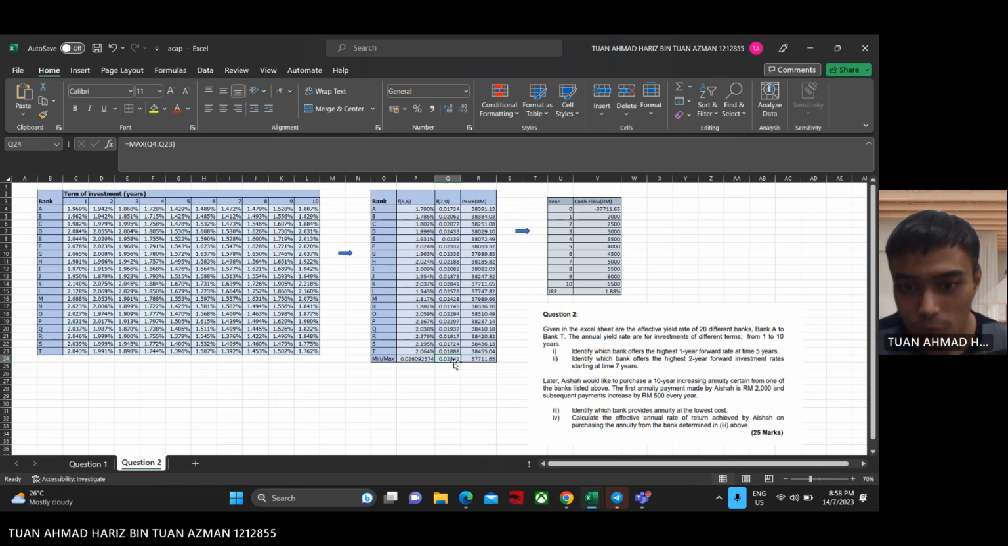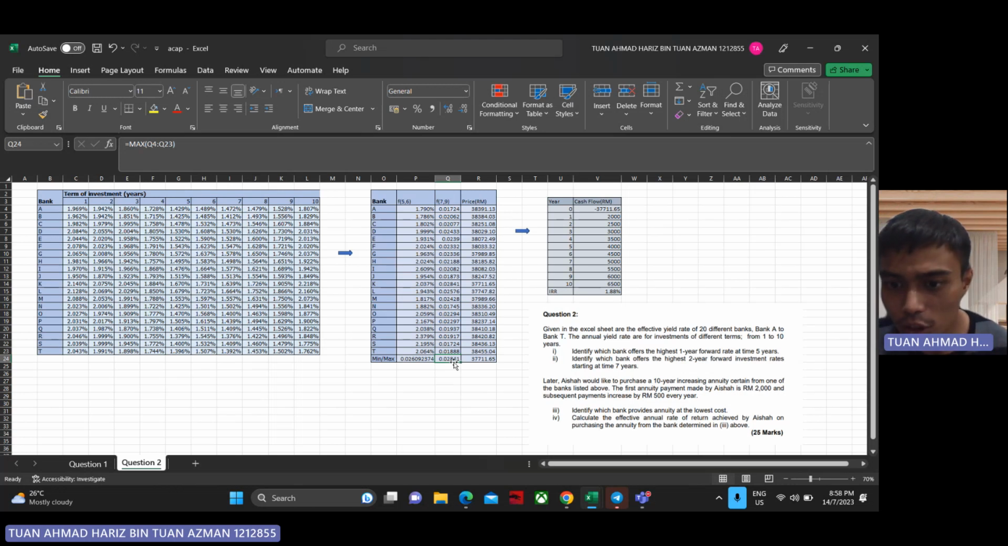All right, from that, the question told us later Aisha would like to purchase a 10-year increasing annuity certain from one of the banks listed above. The first annuity payment made by Aisha is 2,000 ringgit, and subsequent payments increase by 500 ringgit every year. Okay, and then the question asks us to identify which bank provides the annuity at the lowest cost for Aisha.